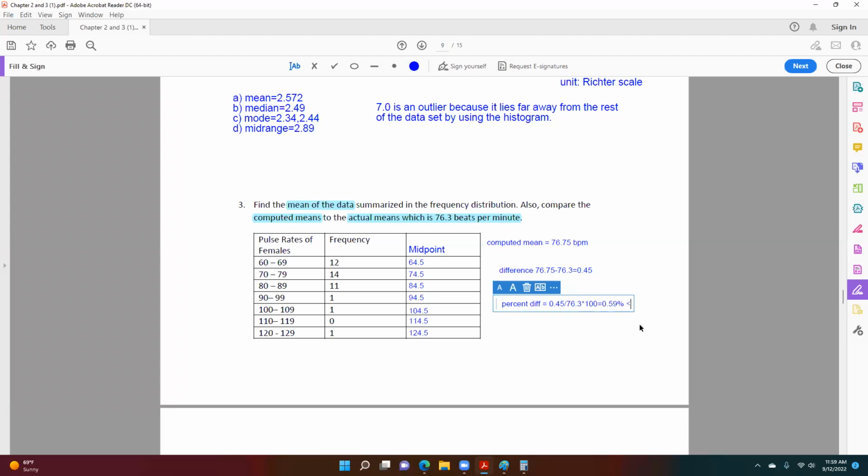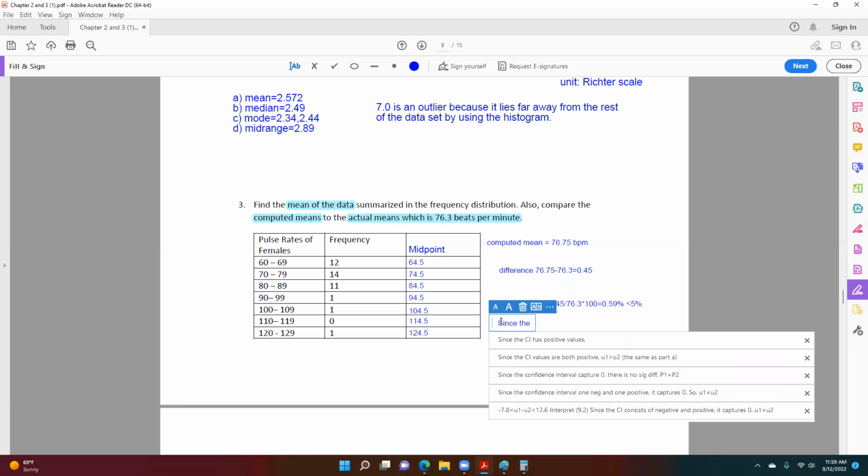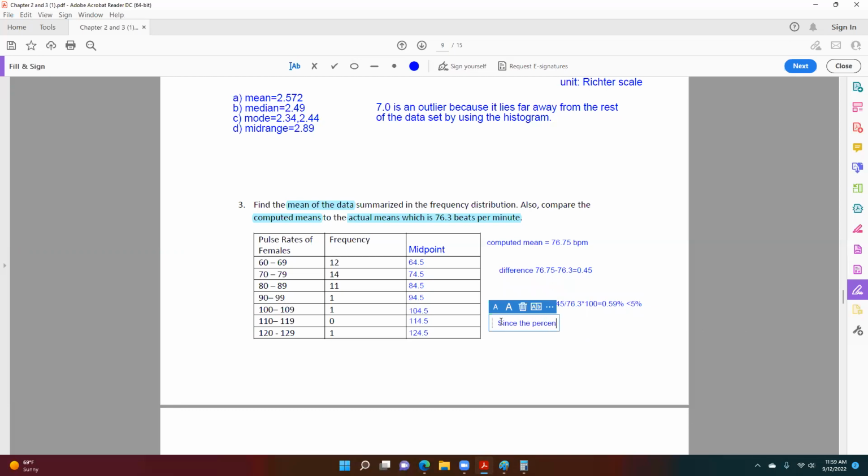Which in this case is less than 5% because that number is so small. So since the percent difference is less than 5%, then we can say that both the computed mean and actual mean are close to each other.